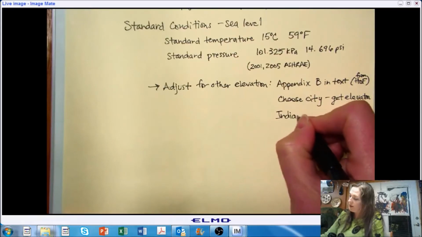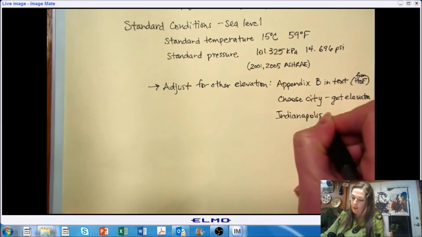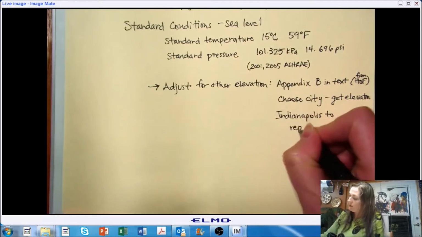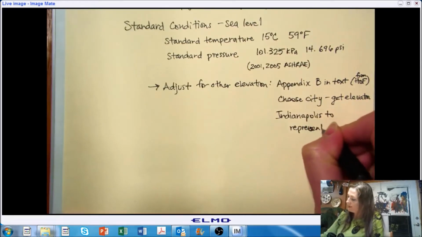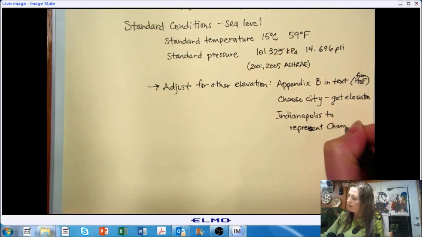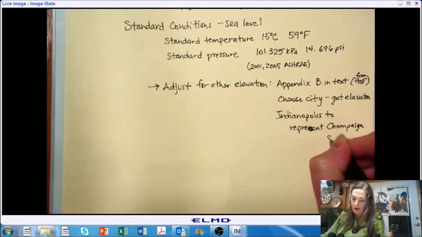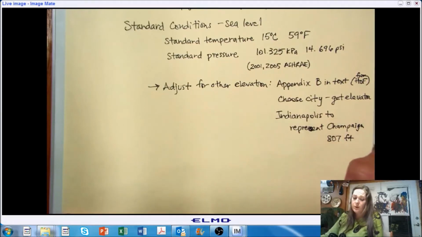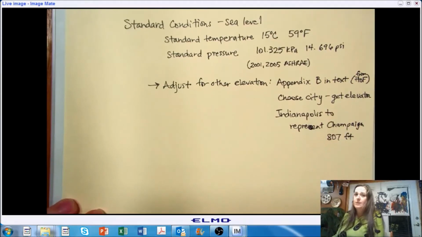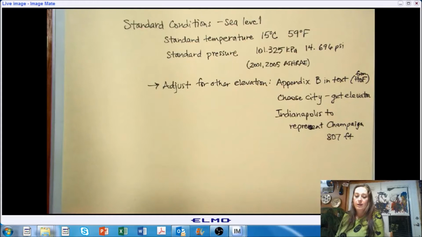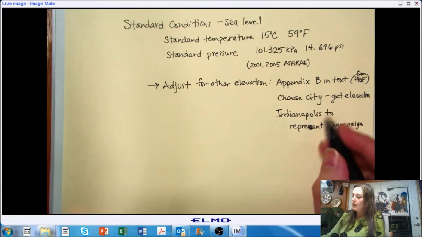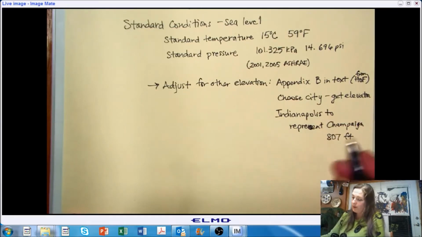As I said, in our case, we're going to look at Indianapolis to represent Champaign, Illinois, at 807 feet. Now, why did we use Indianapolis to represent Champaign, Illinois, and not Chicago? Well, because Chicago is quite a bit north of us, and Indianapolis is closer in terms of our north-south direction. So Indianapolis is actually a better representation of Champaign.